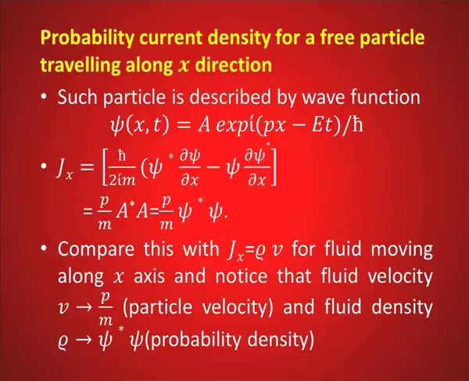As I told you, for a free particle, the wave function is given by ψ equal to A exponential of i (p x minus E t) by h bar, and with this ψ and the relation for j x, which you see in the second equation, you immediately get j x as p by m ψ*ψ. Now, compare this with j x equal to ρ v for the fluid moving along the x direction, and you note that the fluid velocity v goes over to p by m, which is the particle velocity, and the fluid density ρ goes over to ψ*ψ, which is the probability density.